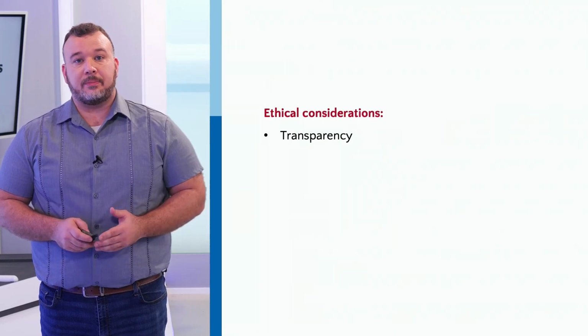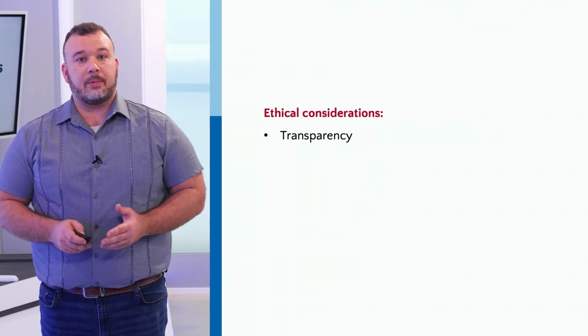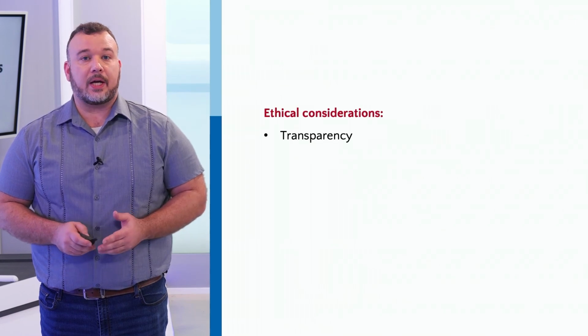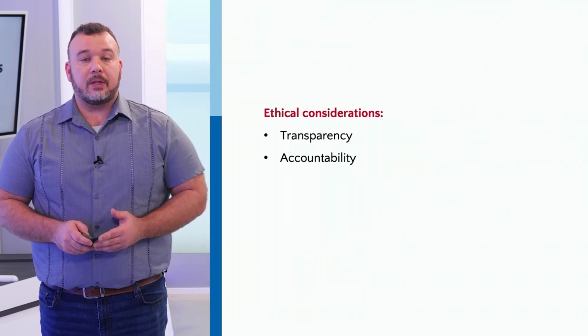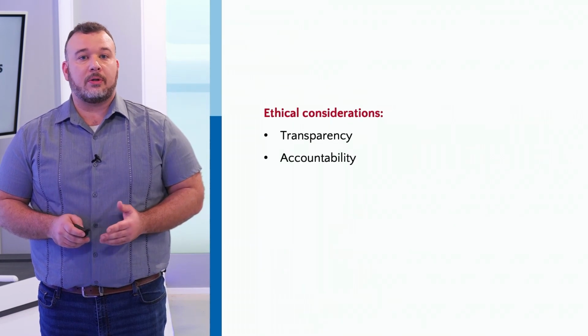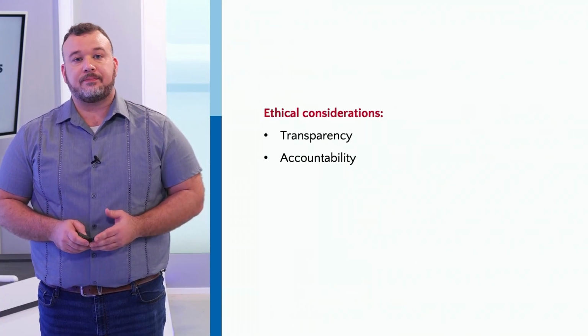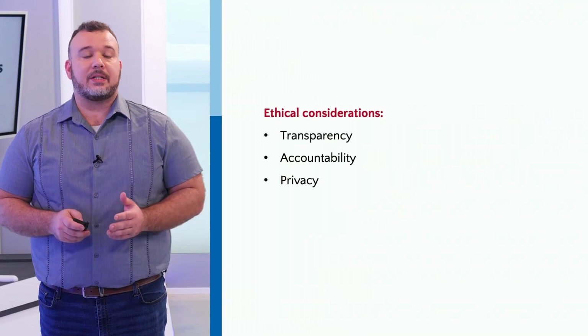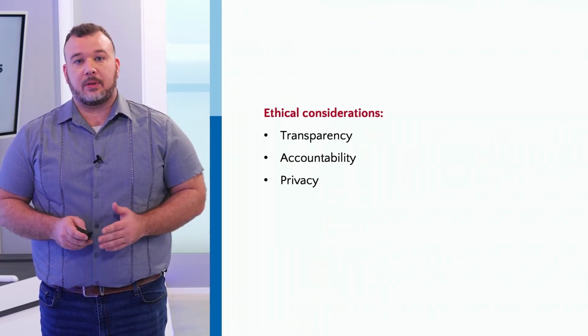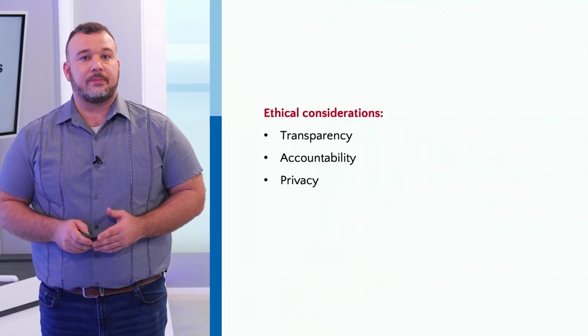Ethical considerations in AI are not just theoretical. They directly impact how AI systems are developed, deployed, and trusted. Transparency ensures AI decision-making is understandable, enabling trust and effective interactions. Accountability establishes mechanisms to hold developers and organizations responsible for AI outcomes. Privacy protects sensitive data and ensures compliance with government regulations.